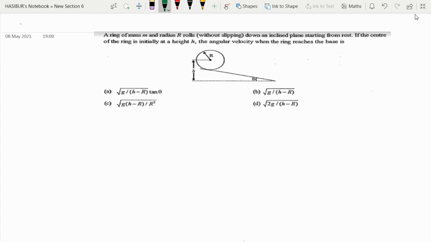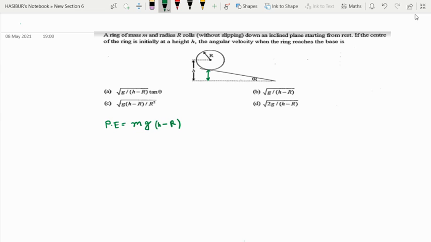Initially the ring was at rest, so it has only the potential energy. Now the formula for the potential energy is m, mass of the ring, g is the acceleration due to gravity, and the separation of this point from this base. If the separation of the center of the ring to this base is h and r is the radius, then this separation is h minus r.